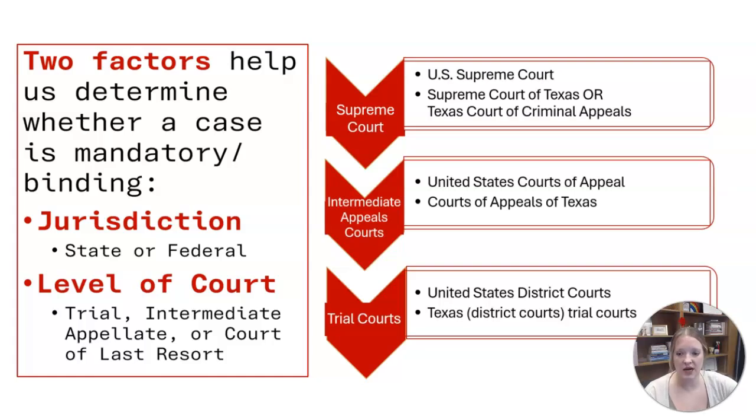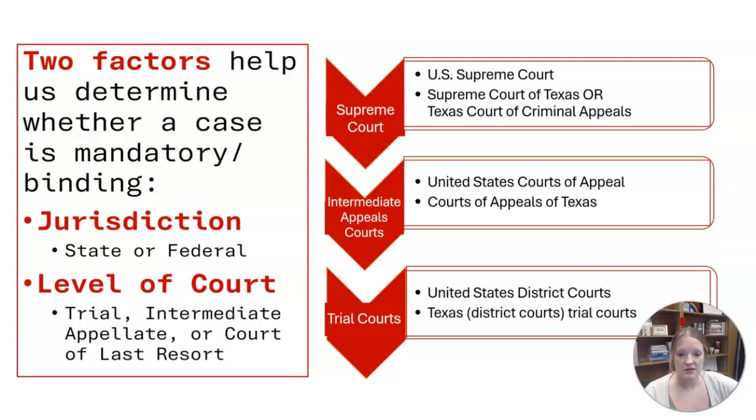So are we at the trial level? Are we at the intermediate appellate level? Or are we within a court of last resort, such as the Supreme Court, right? So the level of court is going to matter, because if the opinion is coming from a higher level court, then that's going to be considered mandatory. Whereas if it's coming from a lower court, then it will not be considered mandatory, but could be considered persuasive.